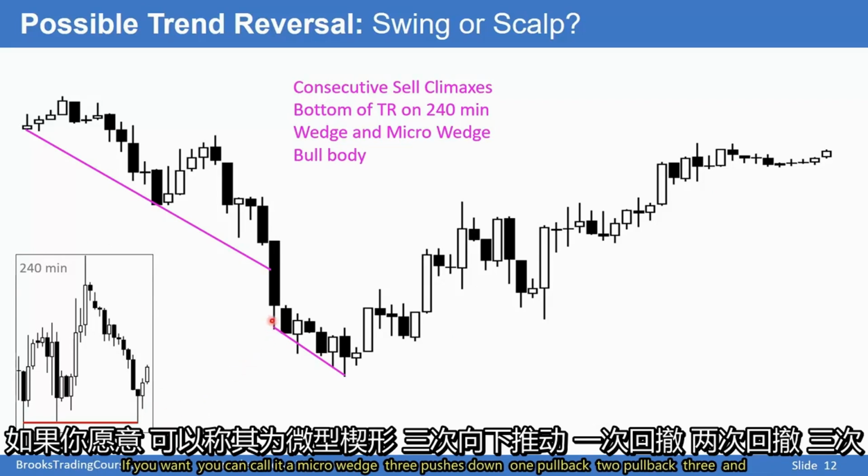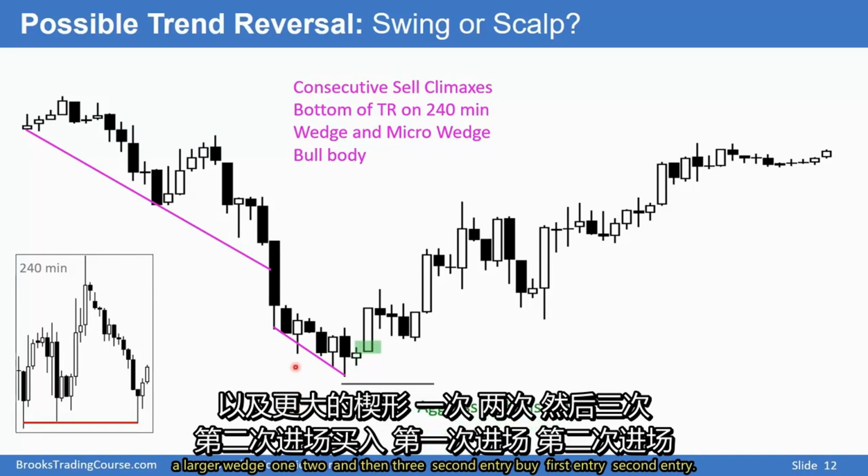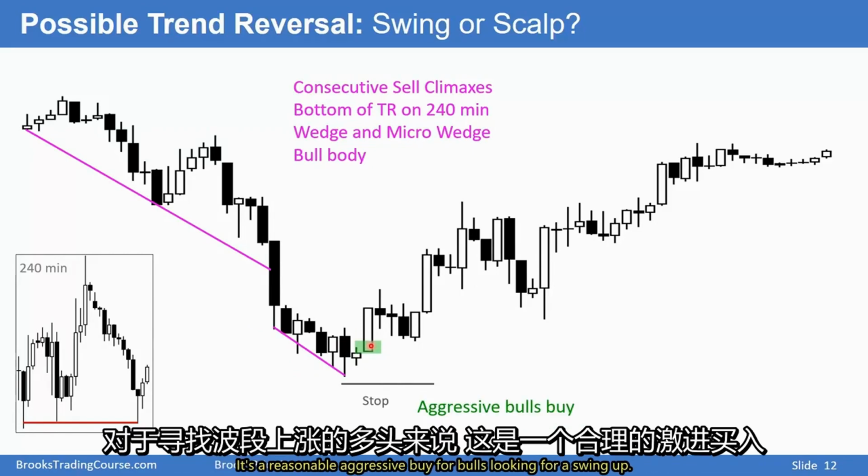And if you want, you can call it a micro wedge, 3 pushes down: 1, pullback, 2, pullback, 3, and a larger wedge, 1, 2, and then 3. Second entry buy, first entry, second entry. It's a reasonable, aggressive buy for bulls looking for a swing up.